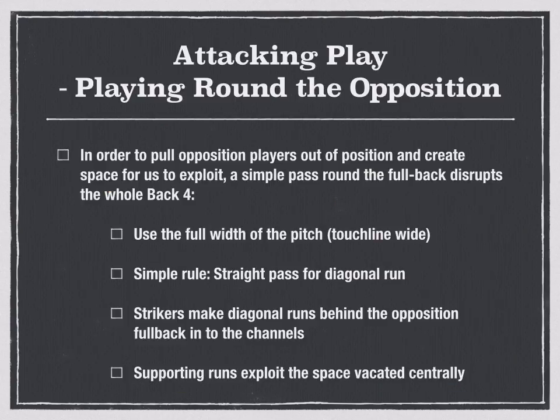The next one then is playing around the opposition. In order to pull the opposition out of place and out of position to create space, we need to try and disrupt their back four by passing around the back of them. So use the full width of the pitch, again touchline wide for those wing backs. Simple rule of straight pass for a diagonal run, and I'll explain that in a sec. Strikers make diagonal runs in behind the opposition fullback into the channels for a straight pass down the line, and support runs to exploit the space vacated centrally.